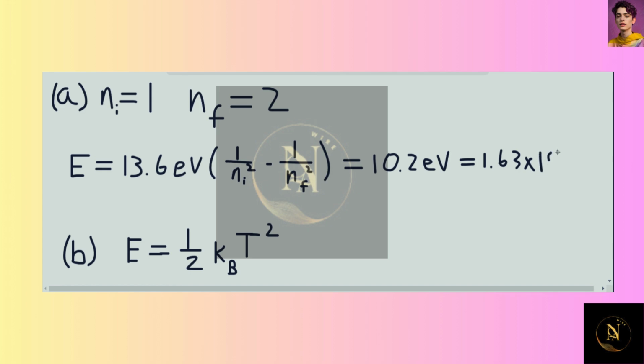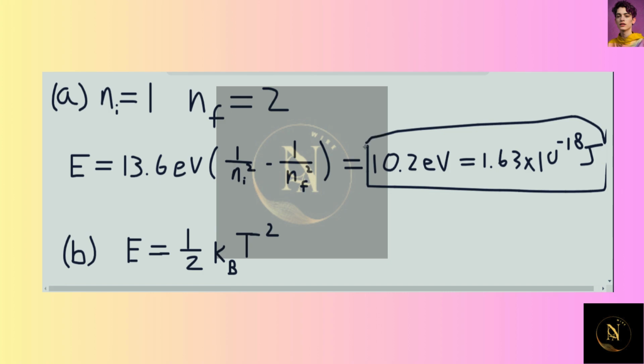Both are correct, so we can go ahead and box both of them in as the solution for part A, but we're going to use the joules version as our value for part B when it comes to solving for the temperature.